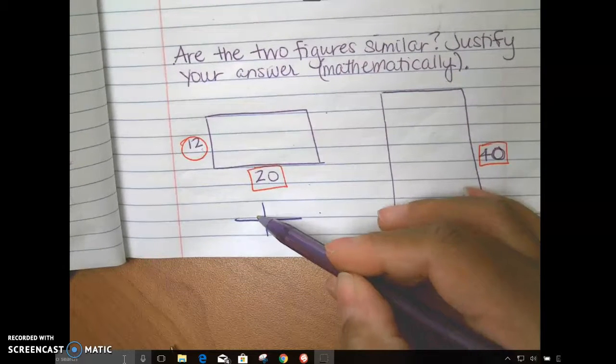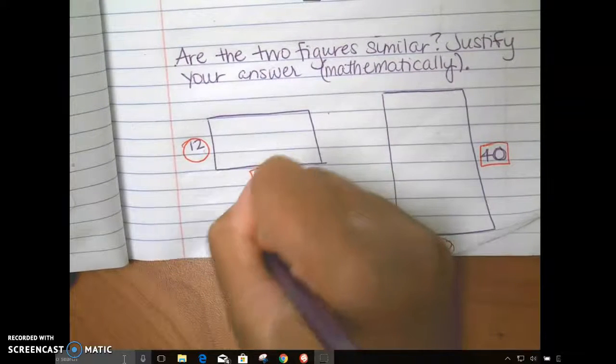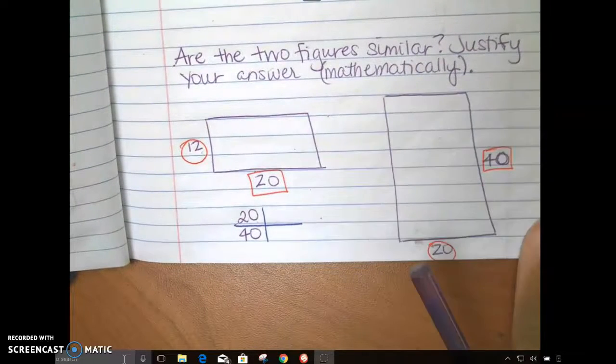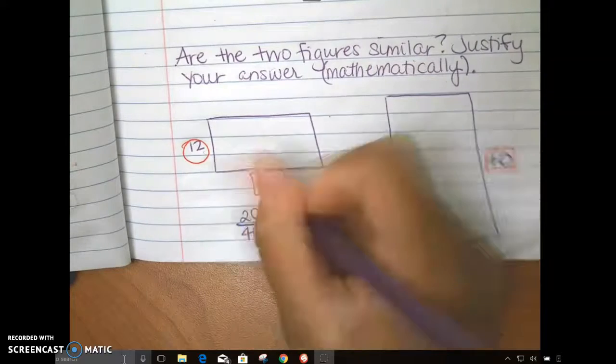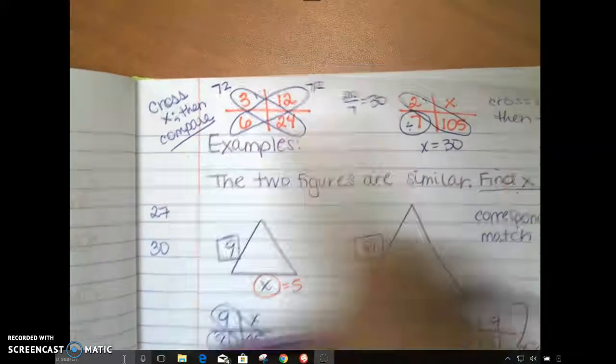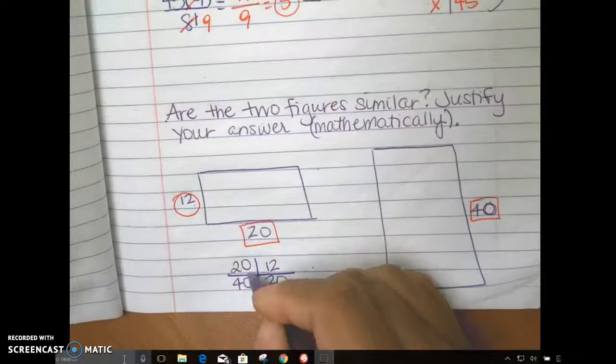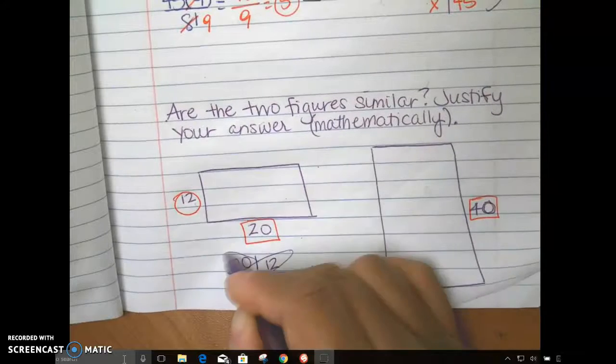I need y'all to stay focused. So, who goes in my proportion and where? 20 and 40 on the left. Then what? 12 and 20 on the right. Now what am I doing? Am I comparing or am I dividing? Cross multiply, then compare.